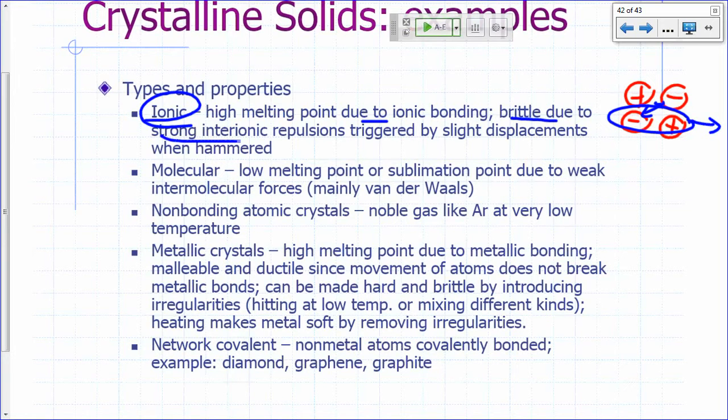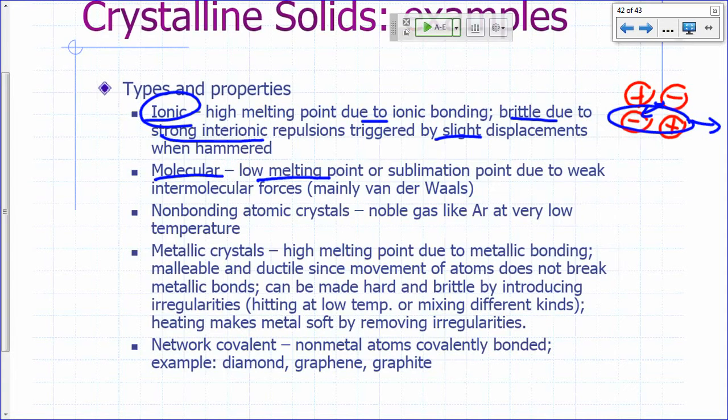So the brittleness of ionic compounds is due to the strong interionic repulsions that would be triggered by the slight displacements that would occur if you were to hit it with a hammer. Now, molecular crystals: you can have molecules settle into a nice repeating pattern into a crystal. But generally, these crystals have a low melting point, and they have a tendency to just sublime. The reason for that is the forces holding those molecules in your crystals are much weaker than the forces holding the ions.